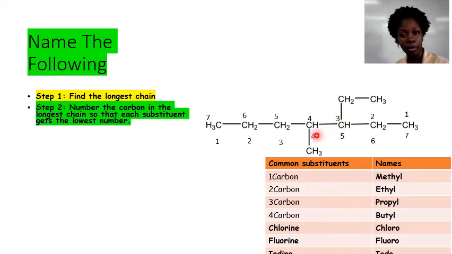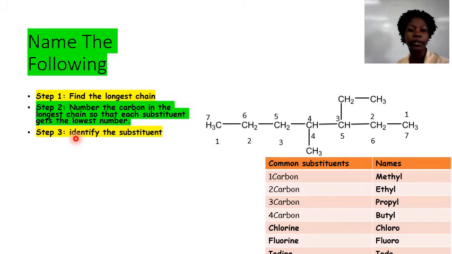Okay, which one is the smallest? 4 and 5 or 4 and 3? Okay, most definitely the second, right, which is 4 and 3. So that's going to be the number given to your substituents, 4 and 3.